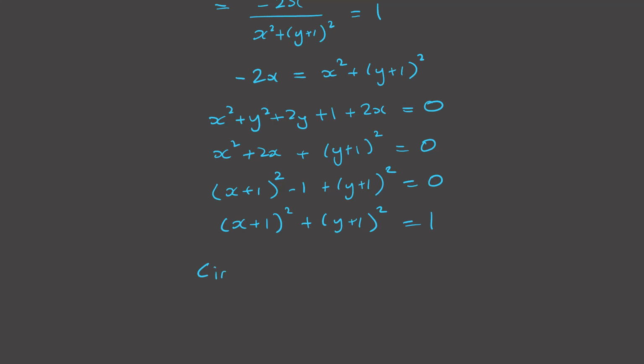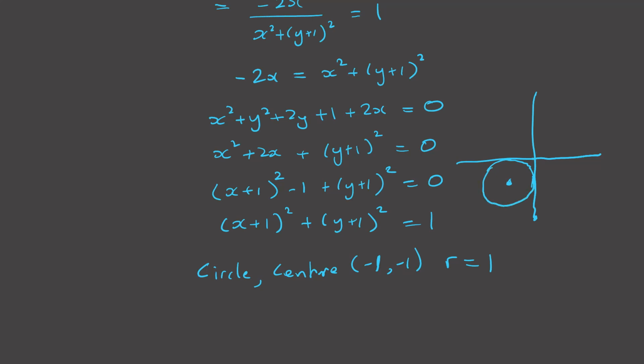And that appears to be a circle, centre at negative 1, negative 1, radius 1. So if we want to sketch that, negative 1 is there, radius of 1 means it will just touch the axis there, just touch the axis there. And yeah, it's not a great sketch. If I was doing a test, I'd try to make a better job of it than that, but you get the point.